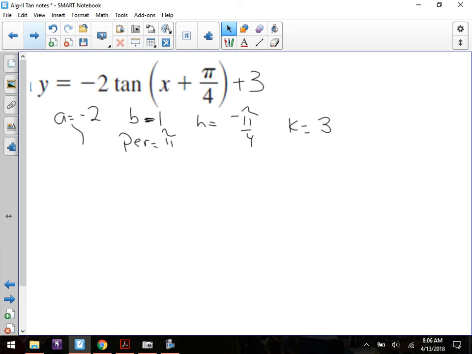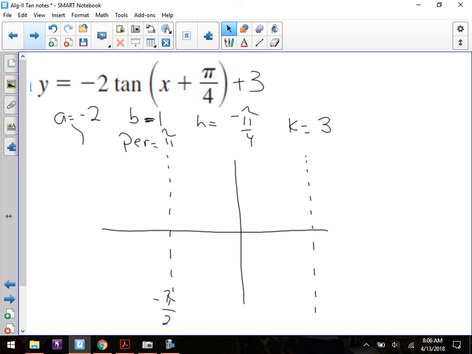So now we go ahead and start the plot. Again, knowing that I'm going to have to move to the left, it might not be a bad idea to over-exaggerate extra space to your left as you're doing your drawings. Okay. Period is pi, which means my asymptotes to start will be at pi over 2. So we have pi over 2 negative and pi over 2 positive.